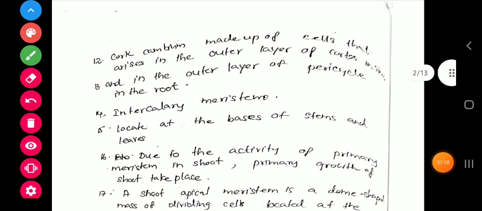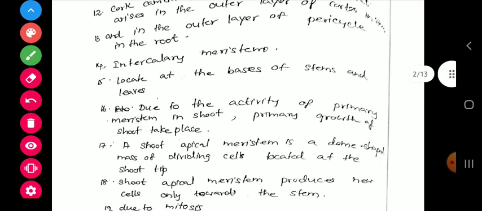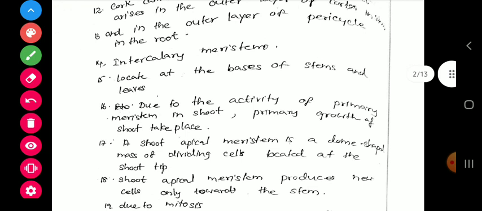We saw the cork cambium is made up of cells that arise in the outer layer of the cortex in the stem and in the outer layer of the pericycle in the root. See how they are described? From that we can understand how they are arranged, how they are located. That's why you had mentioned those points. And in intercalary meristems, they have said that they are located at the bases of the stems and the leaves.